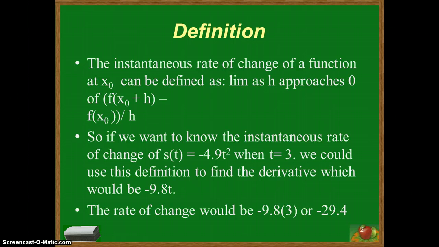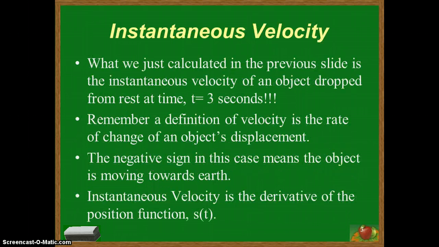So if we want to know the instantaneous rate of change of s of t equals negative 4.9 t squared when t equals 3, we could use this definition to find the derivative, which would be negative 9.8 times t. The rate of change, by sticking 3 in for t, would be negative 29.4.